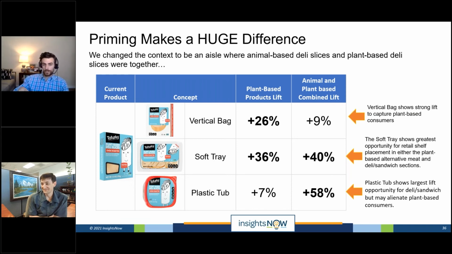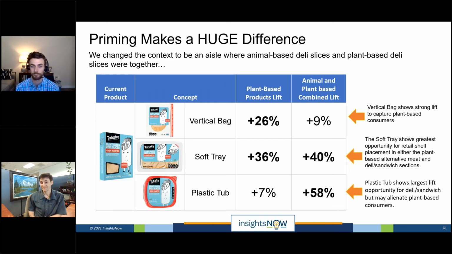So you can see the data that we showed earlier today from a plant-based lift, the vertical bag being 26%, soft tray providing even a little bit more lift, and then the plastic tub under delivering there. But look at it in the meat-based and the plant-based context. The plastic tub shows the largest lift opportunity for the deli sandwich category in totality. But one of the risks here is that you could potentially alienate your consumer base looking for the plant-based positioning. So, seeing that the soft tray has a balance here across the plant-based context and a combination of contexts here, I think is super important.